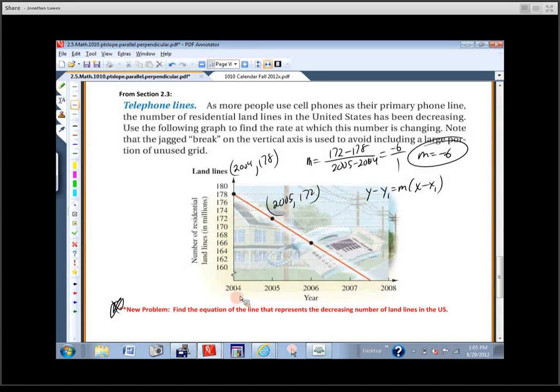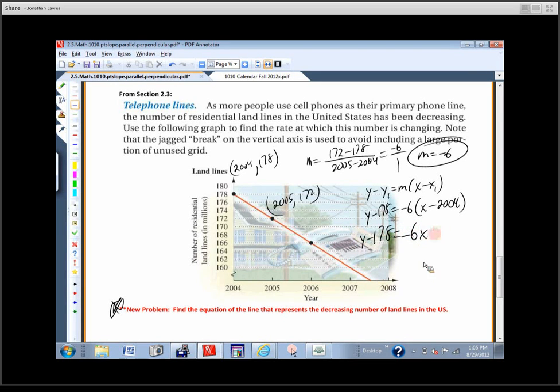Can somebody tell me how you know it's not the y-axis? John? The year isn't 0. If we were on the y-axis, the year would be 0. Okay? So it doesn't work that way. So we're going to write y minus, I'm going to do this one right here. So this is going to be 178. Slope is -6. X minus, what year am I subtracting?